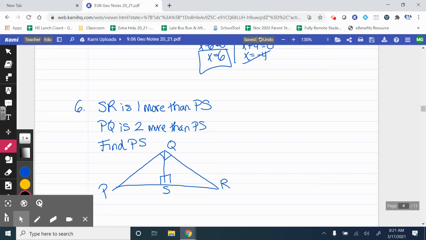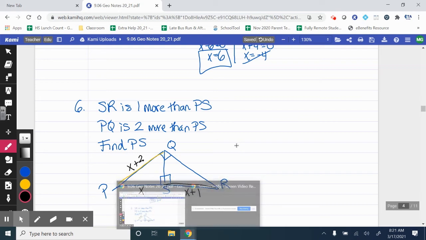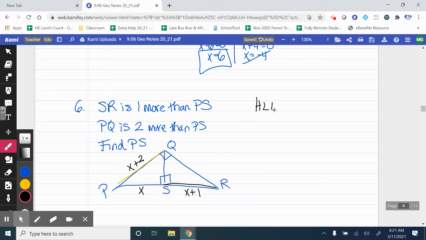Okay, so SR is over here, 1 more than PS. So let's call PS x. I mean, we're looking for that anyway. So now SR would be x plus 1. PQ, which is over here, is 2 more than PS, so let's call that x plus 2. Looking at this picture, hopefully you notice there's no altitude given and we're not looking for it. So you should be thinking HLLP. We're going to take our entire hypotenuse for that one.